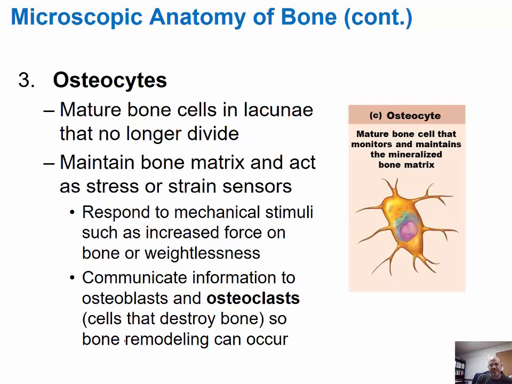Then we have the osteocytes. These are going to be the mature bone cells, and they're going to be found in lacunae, which are the cavities. They will no longer divide. Their role is to help maintain bone matrix and act as stress and strain sensors. So they do respond to mechanical stimuli of increased forces or of decreased forces due to weightlessness. And so they serve a role in helping to maintain bone that would be necessary for healthy, strong bones. They also communicate information to osteoblasts and osteoclasts, which the osteoclasts are the bone breakers or bone destroyers, which break down the bone.